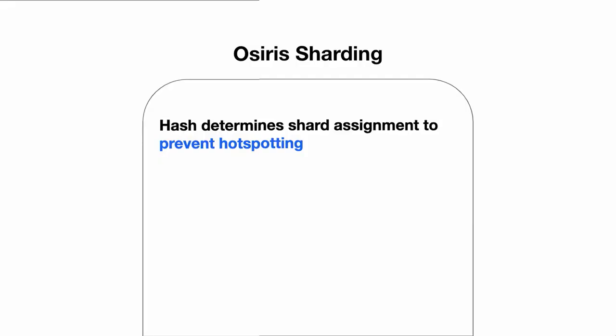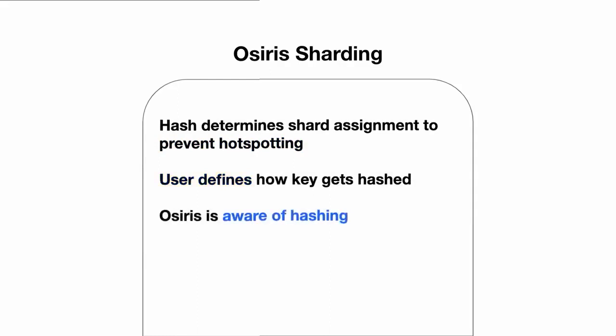Text, Osiris sharding, hash determines shard assignment to prevent hotspotting. User defines how key gets hashed. So the way Osiris handles sharding is that we use hash partitioning to do the initial key to shard assignment to help prevent hotspotting, but we let the user determine how their key gets hashed. Text, Osiris is aware of hashing. Data stored internally for good key locality within a shard.